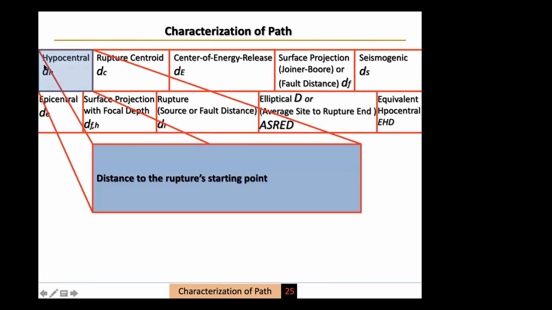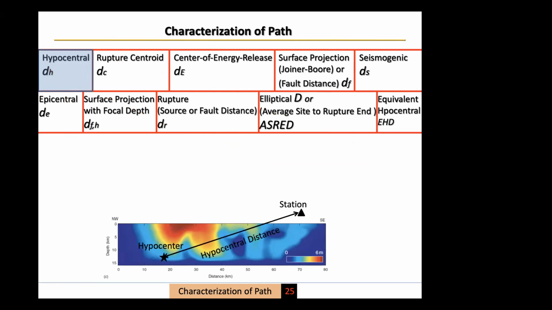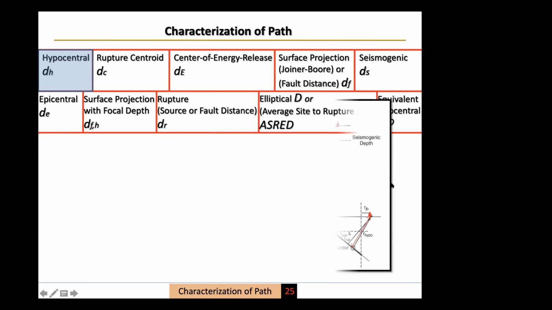So the first one is the most famous one, the hypocentral distance, which is the distance to the rupture's starting point. When you have the hypocenter of the earthquake, you can simply measure the hypocentral distance. Here you can see an example of that. This is the hypocenter. Just consider this as the hypocenter of the earthquake, and this is your station. The hypocenter means where the rupture has started, and this is the hypocentral distance.